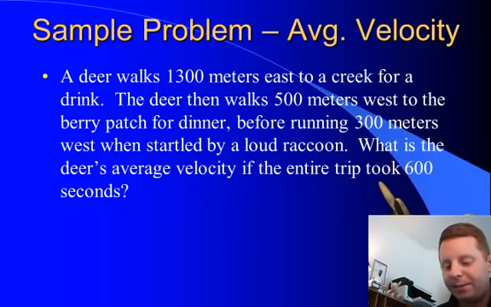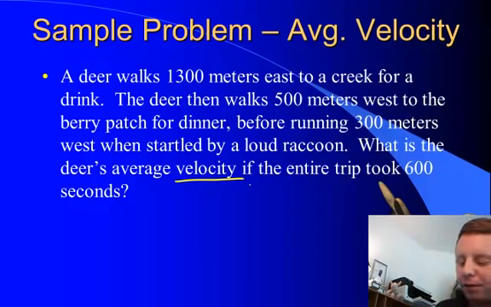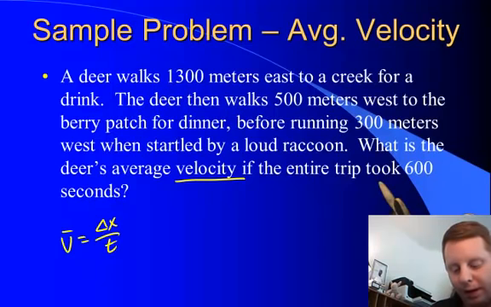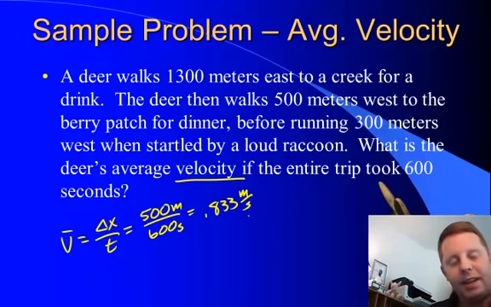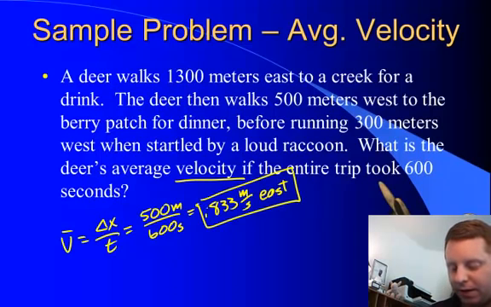So, same problem again. Now our deer walks 1,300 meters east, then 500 west, then 300 west. What's the deer's average velocity if the entire trip took 600 seconds? Well, average velocity was our change in position, or our displacement over time, which we said was 500 meters east over 600 seconds, or 0.833 meters per second. And since it's a vector, we have to give it a direction. East. 0.833 meters per second east.